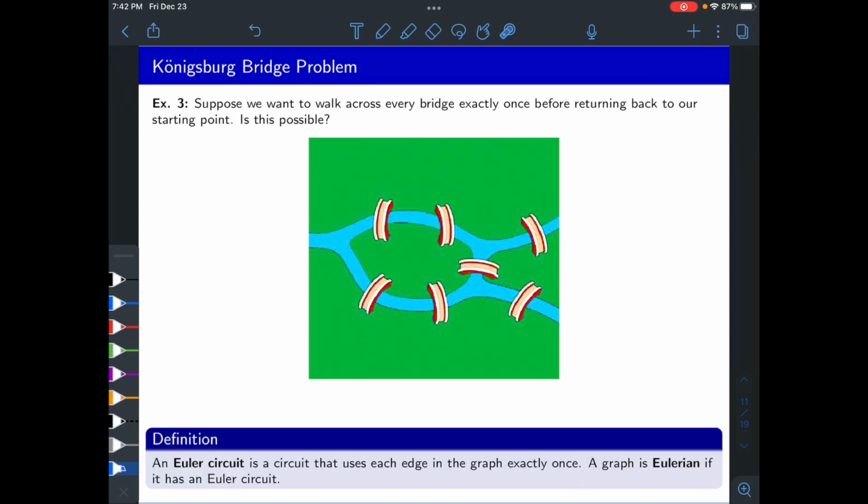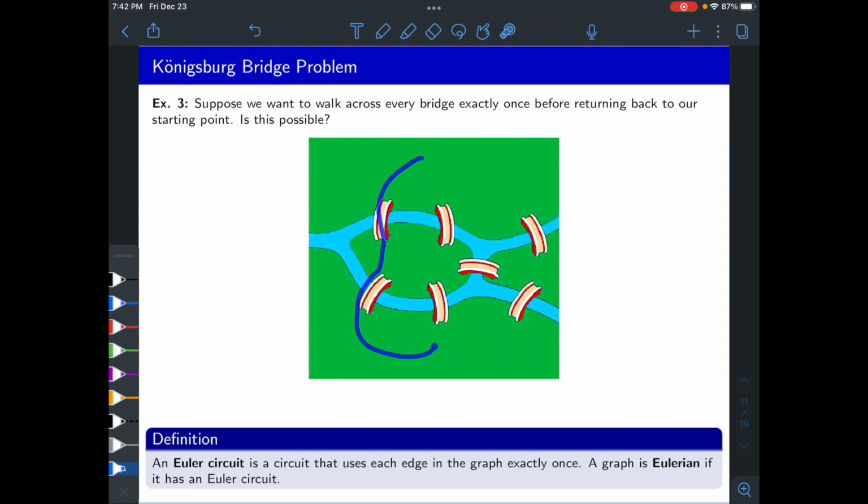Okay. This is a very famous problem in graph theory, in any graph theory class that someone will ever take, this Königsberg bridge problem. This is an actual problem that showed up and prompted a lot of studies. It's basically all about something called Euler circuits. As I mentioned earlier, the pronunciation is Euler. An Euler circuit is a circuit that uses each edge in the graph exactly once. The graph is Eulerian if it has an Euler circuit.